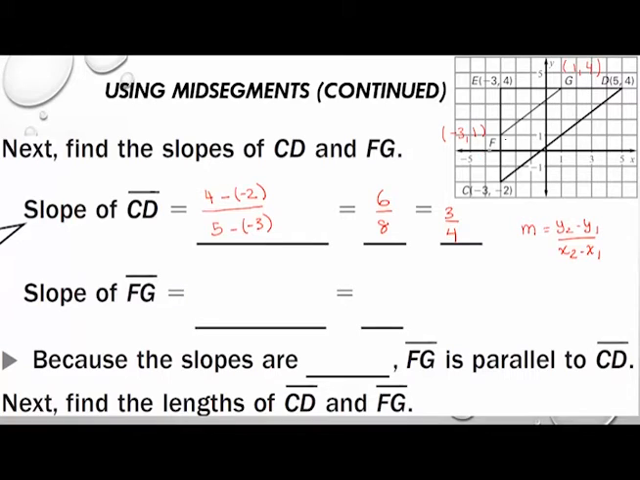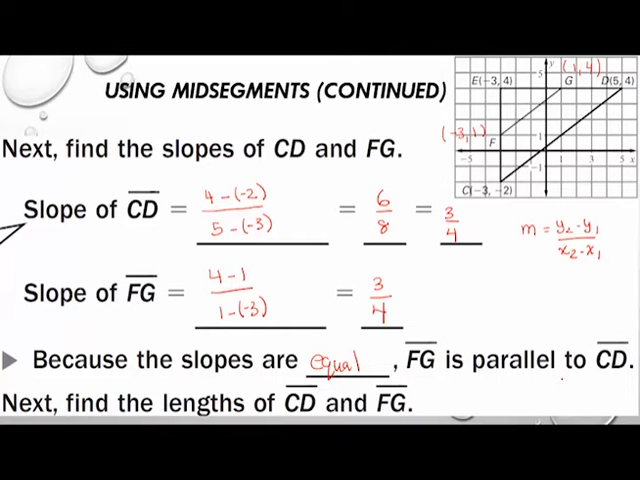Let's now find the slope of FG. Same idea, using the formula y2 minus y1 over x2 minus x1. We got 4 minus 1 over 1 minus a -3. 4 minus 1 is 3. 1 minus a -3 is 4. Notice that our slopes are the same. Because the slopes are the same, we can say that the slopes are equal. Therefore, line segment FG is parallel to CD.